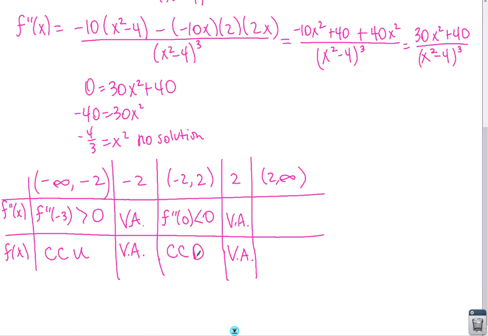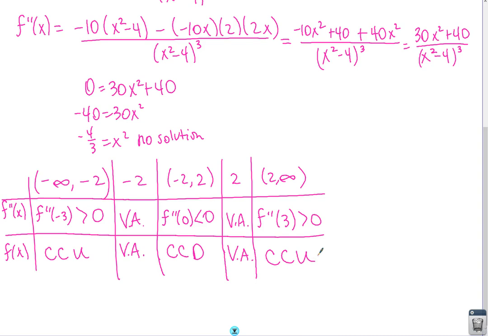Okay, 2 to infinity. Let's look at f double prime of positive 3. Let's see. So positive up top. And it's going to be the same thing as putting in a negative 3 in the bottom. So it's going to be a positive in the denominator. So that's going to be positive. So then, since it's both positive, this is going to be concave up.